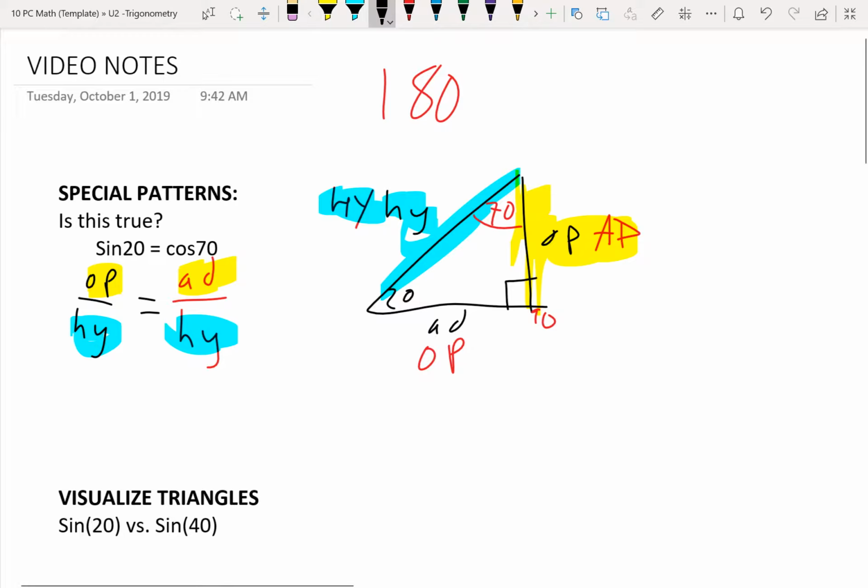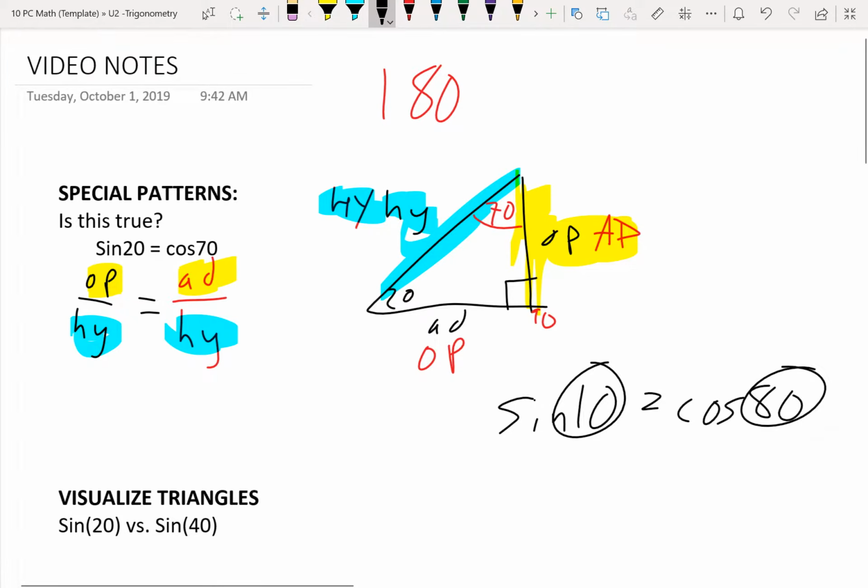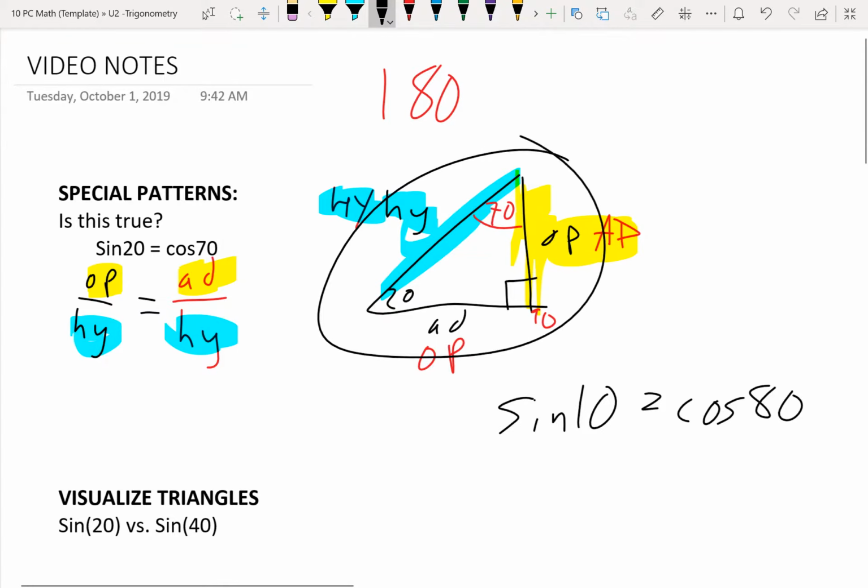And so the pattern you would notice, no matter what triangle you made, is that if this number next to sine plus this number next to cos add up to 90, then they're the same triangle. So sine of 10 is the same as cos of 80, okay? Because these two add up to 90. That's just a pattern that always works because basically they're sharing the same sides in their ratios.